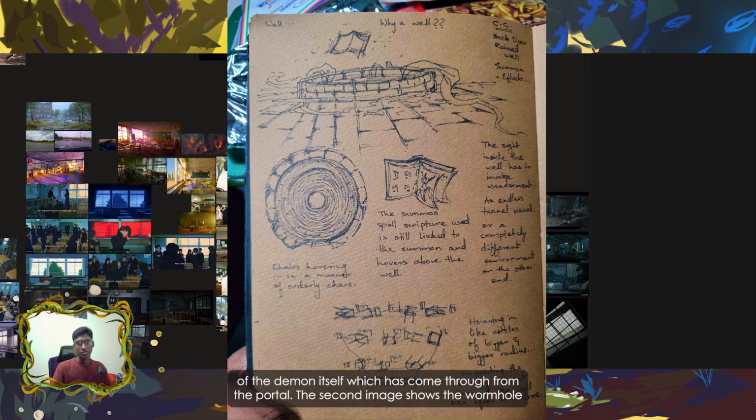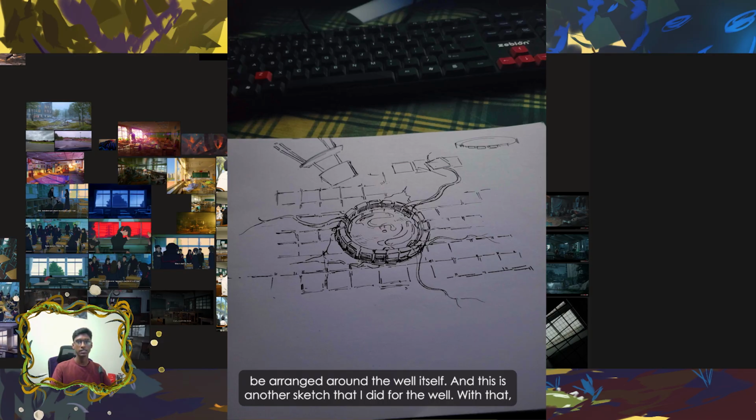The second image shows the wormhole like endless feeling that we might see when we see the well itself, or we might peek into the well, and a summoning book which is hovering above the well, which the students were using when they were doing the ritual. And the final sketch shows the tables and chairs and how they might be arranged around the well itself. And this is another sketch that I did for the well.